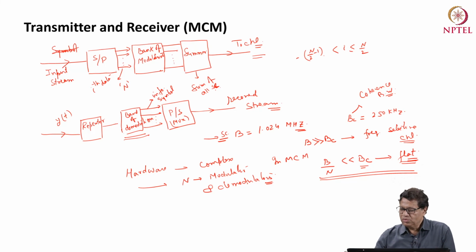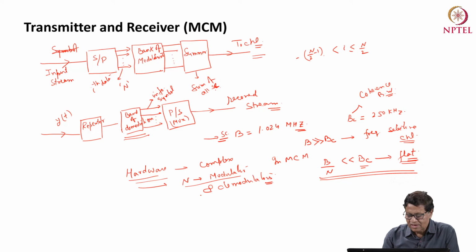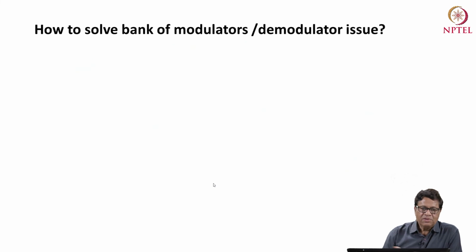So how to solve this problem of complex hardware? How to get rid of so many modulators and demodulators, which makes your circuit very complex? So let us try to understand this, and this was solved by two engineers, Weinstein and Ebert.